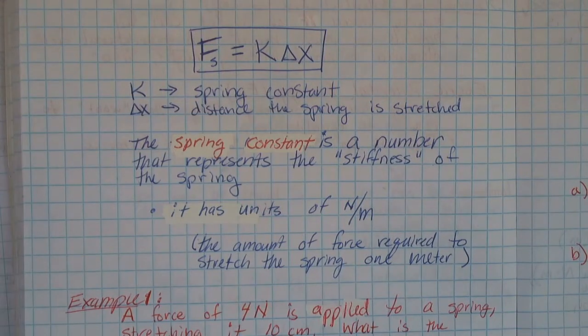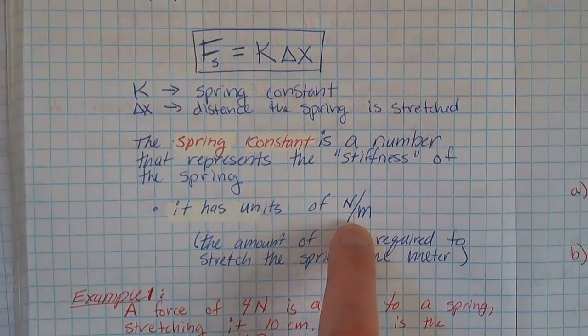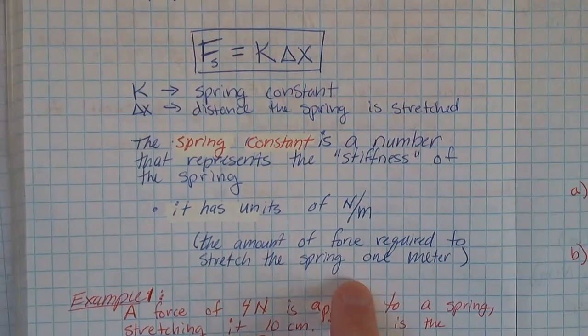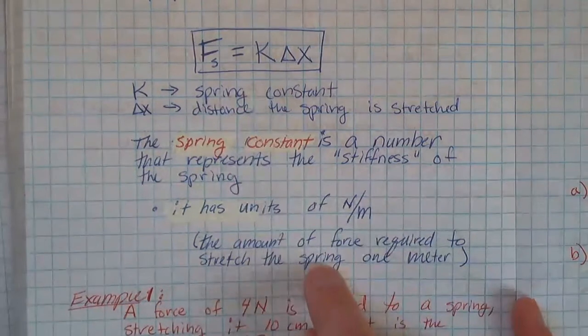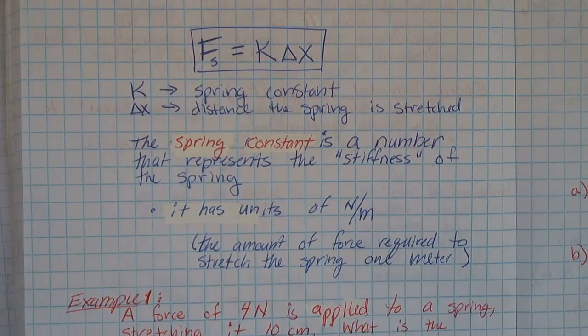It has units of newtons per meter, so mathematically it's the amount of force to stretch the spring 1 meter. So if you had a spring constant where k was 100, that means it's 100 newtons to stretch that spring 1 meter. That's going to take a lot of force to stretch it 1 meter, versus if it was 5 newtons per meter, it's a lot less force to stretch it 1 meter.